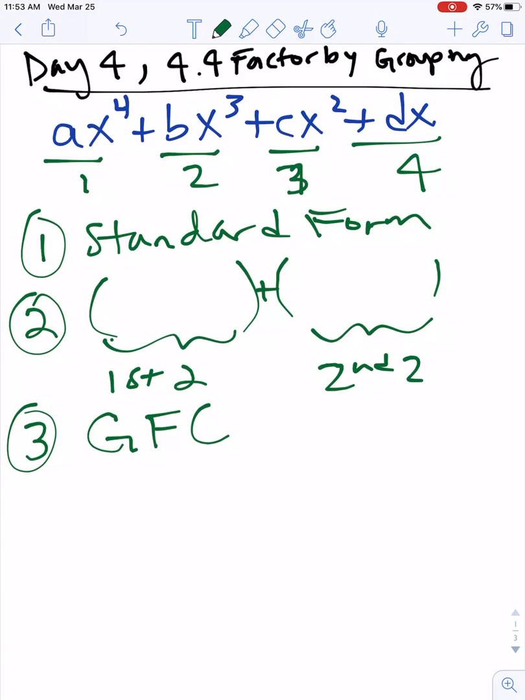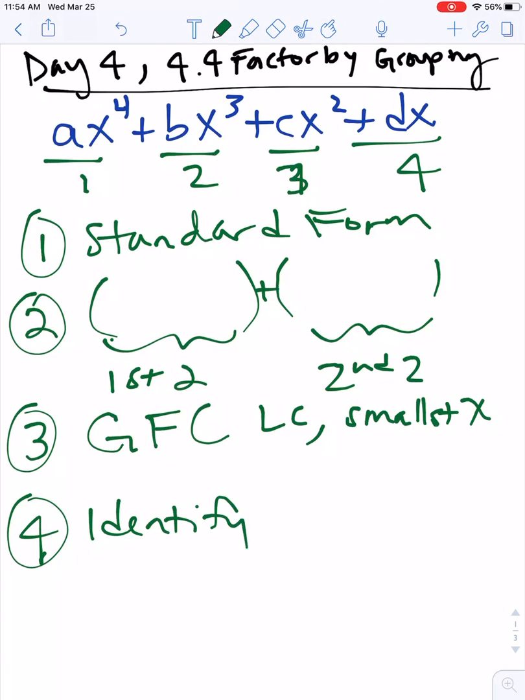Step 3 is you're going to factor out of each of your sets of parentheses your greatest common factor, which is almost always your leading coefficient and your smallest x, right? Your smallest power of x. Those are almost always your greatest common factor. And your final step is you're going to be identifying the factors. And this will make a lot more sense when we actually do an example. So I'm going to go ahead and move into that now.